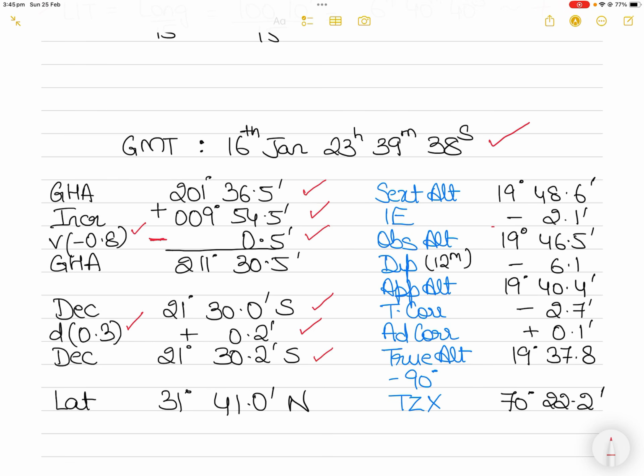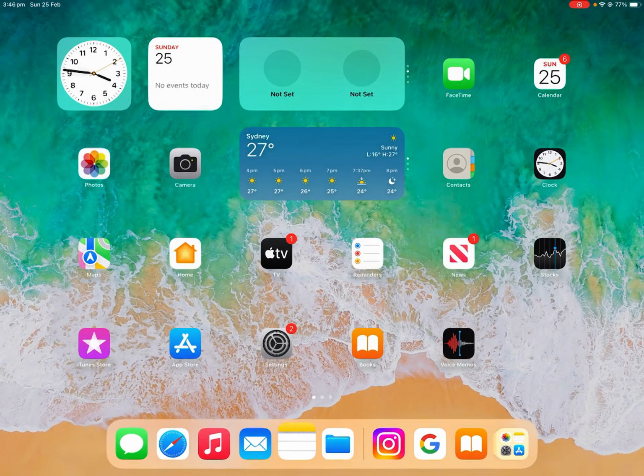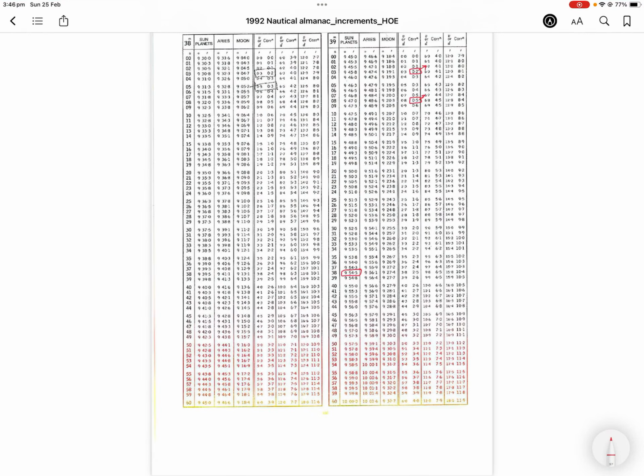All right, now we come to the right side of the page where the sextant altitude is actually given to us in the question. So we write it down the way it is. Then the index error is given to us as on the arc 2.1. So we will take that and subtract it off. Then we find out the height of eye, which is the dip for 12 meters. So how do we do that? We go back into the almanac for 12 meters of height of eye.